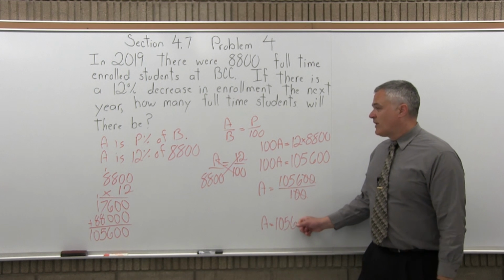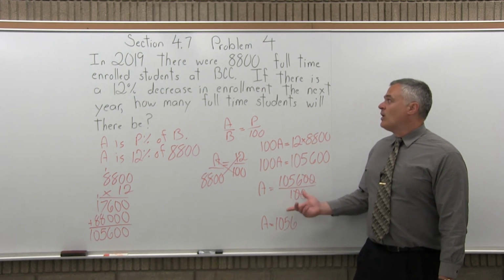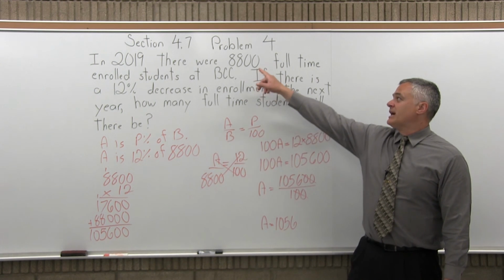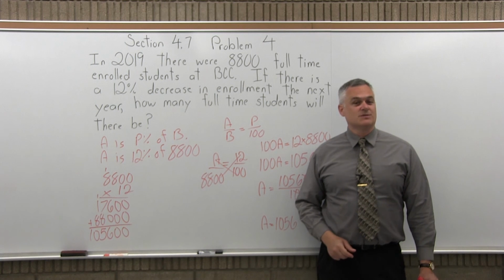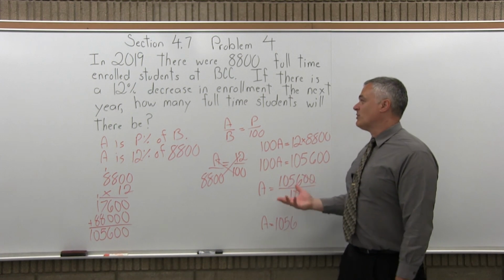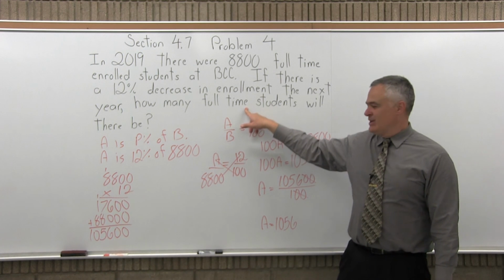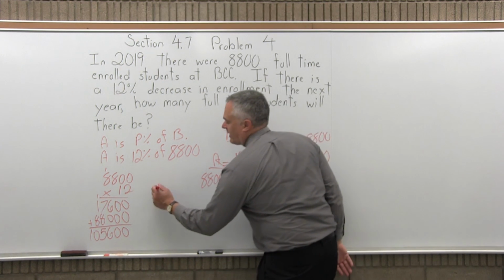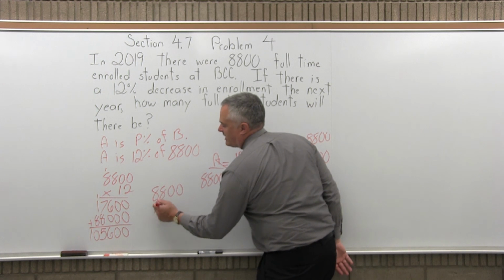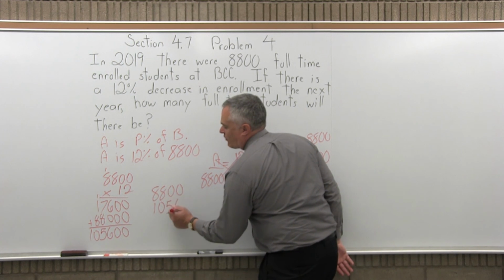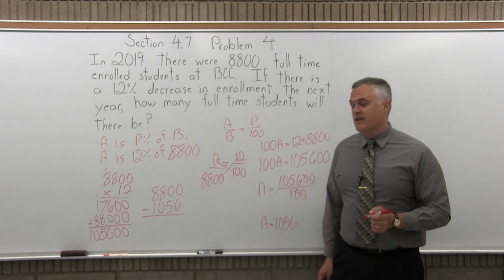That's the right number so far, but it doesn't answer what the question is asking. What we've answered is that the enrollment has gone down by 12%, so it's gone down by 1,056 students. But the question doesn't ask how much the enrollment went down. It says how many full-time students will there be. So if we're starting with 8,800 students in one year, and the next year you have 1,056 students fewer, you have to subtract that.